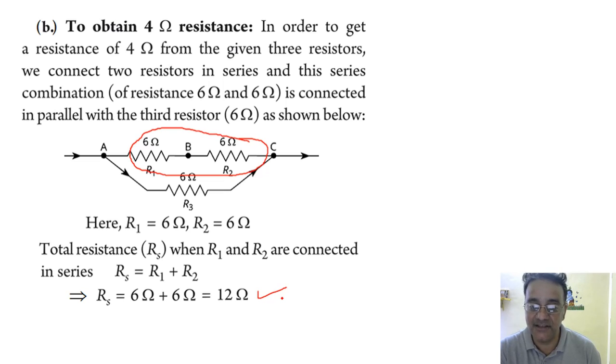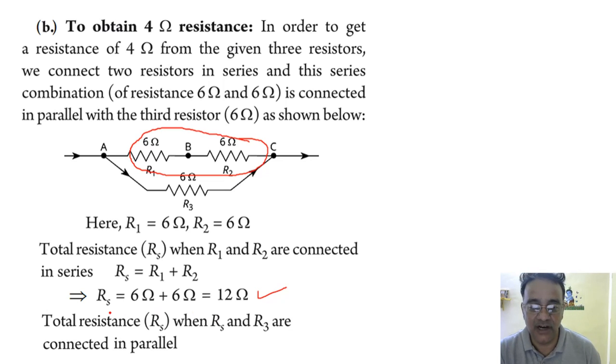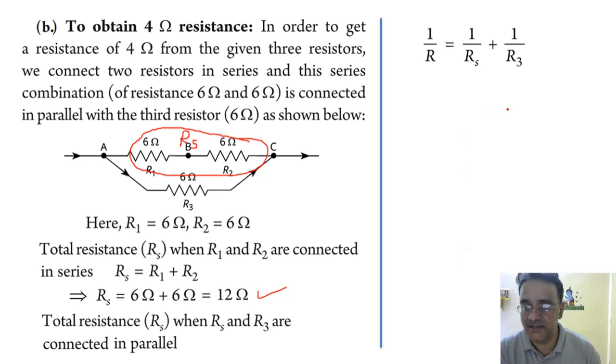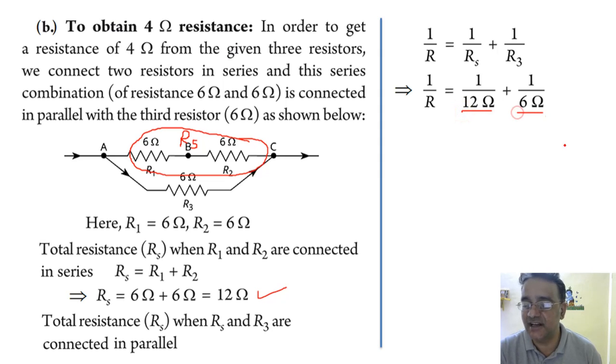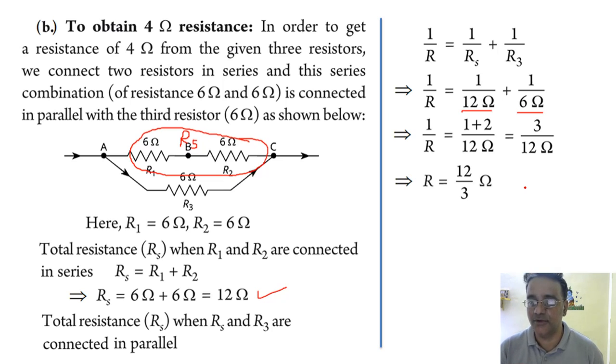Now the total resistance will be, because this 12 and this 6 are now connected in parallel. This is RS, and RS and R3 are connected in parallel. So 1 upon R will be equal to 1 upon RS plus 1 upon R3. So 1 upon 12 plus 1 upon 6. The LCM of 12 and 6 will be 12. So here 1 and here 2 will come. That means 1 plus 2 upon 12, 3 upon 12. So R will be 12 upon 3, that is equal to 4 ohm. Okay, so this is the final answer.